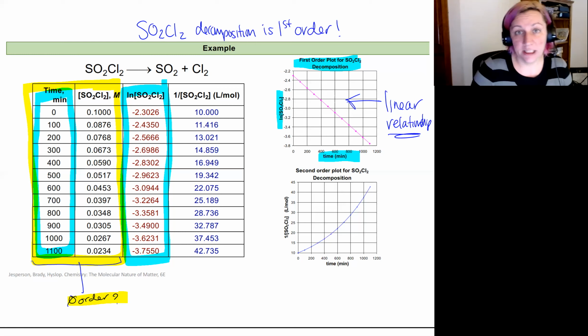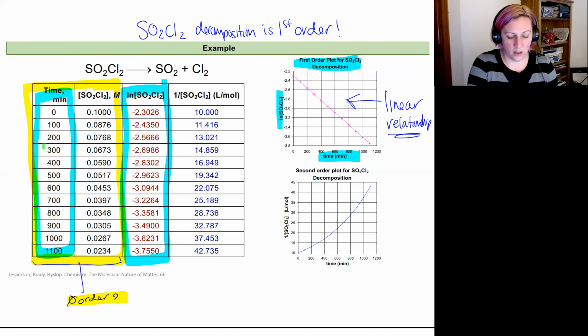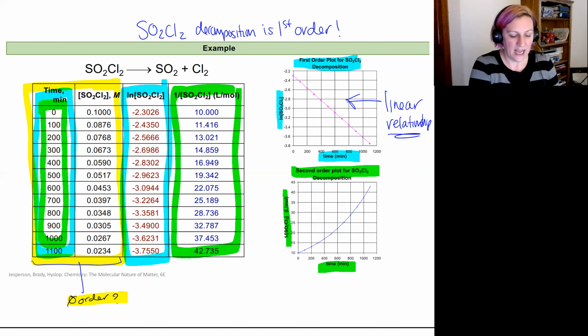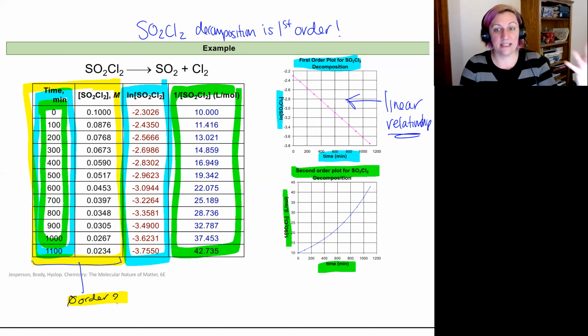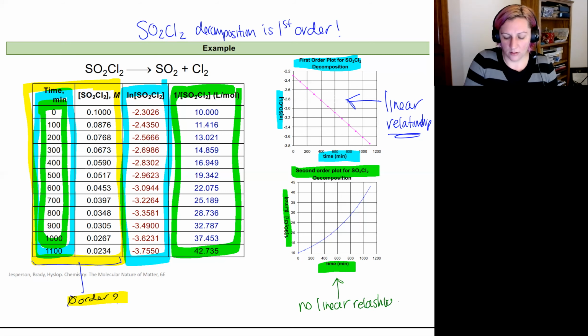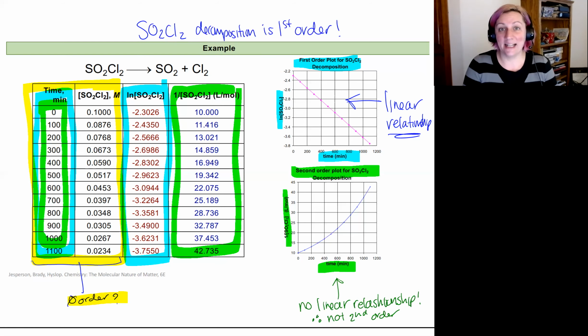If I didn't get a linear relationship, or if I just did this all at once, I can also take time and plot that versus the inverse, and that would tell me if I had a second order relationship. And since I'm looking at this graph, when I take time versus the inverse of the concentration of my reactant, I don't see a linear relationship. Therefore, it's not going to be a second order dependence on SO2Cl2.